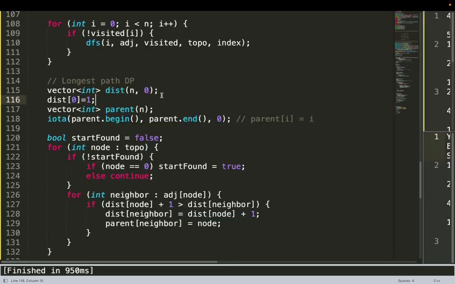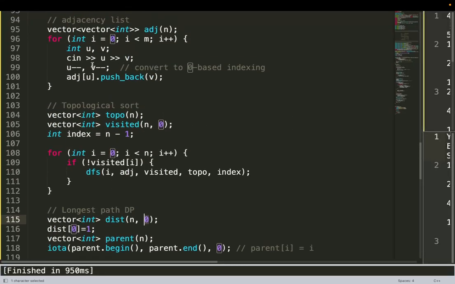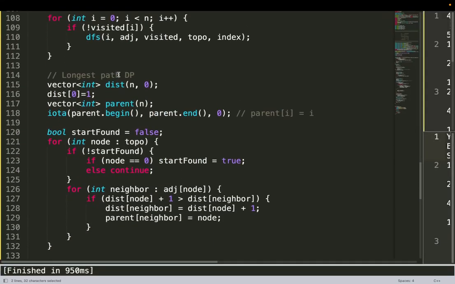You can name it as DP vector as well, with size n and initial values as 0. And since you need to find from city 0 to city n-1, basically 1 to n, I have converted it to 0 based indexing. So from city 0 to city n-1. So marking the distance of city 0 as 1.